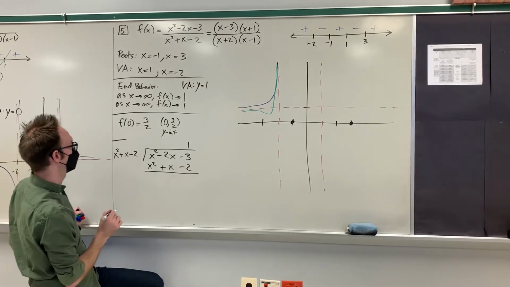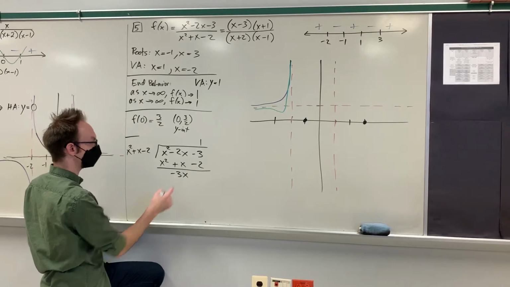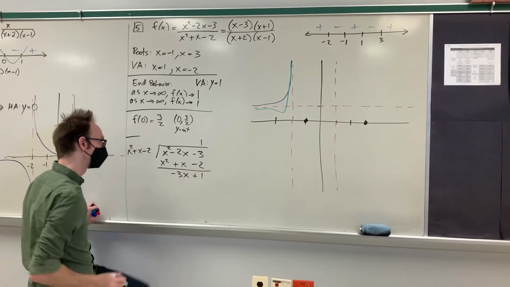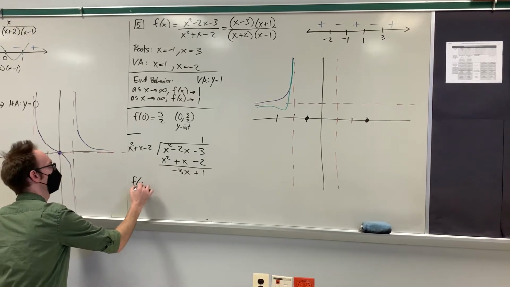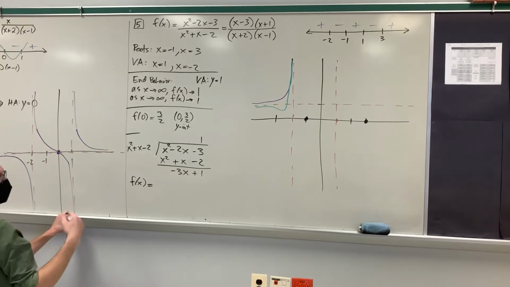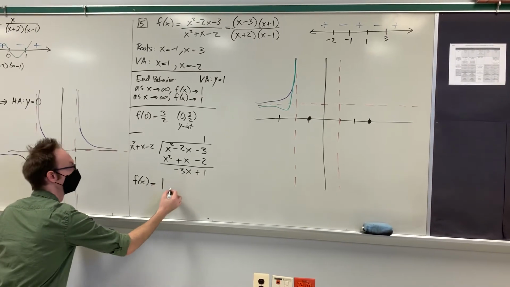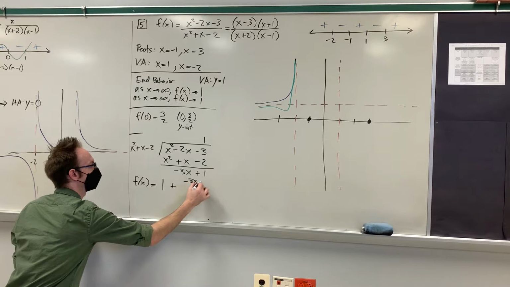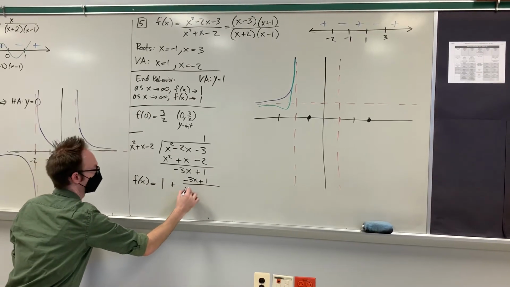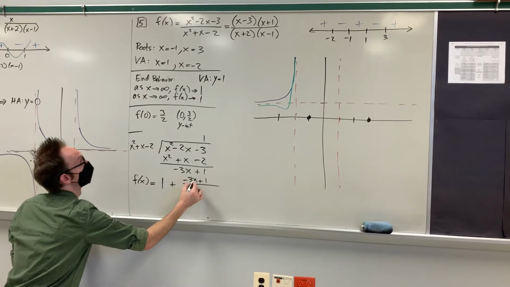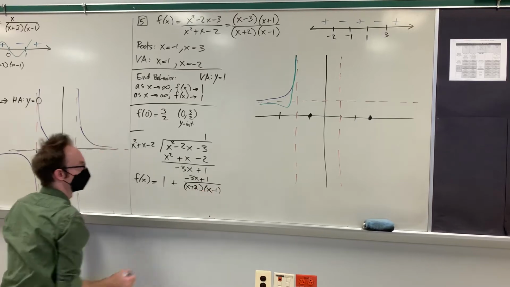And then I subtract, and I get -3x plus 1. Okay, so that means, and here's a sort of powerful and important step, that this function just is the function 1 plus (-3x plus 1) over (x plus 2)(x minus 1). Okay, what does that mean?